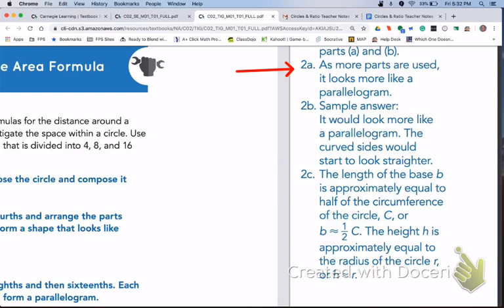For number 2, letter A, as more parts are used, it starts to look more like a parallelogram. For number 2, letter B, it would look more like a parallelogram. The curved sides would start to look straighter. And for number 2, letter C, the length of the base is approximately equal to half of the circumference of the circle. The height is approximately equal to the radius of the circle.